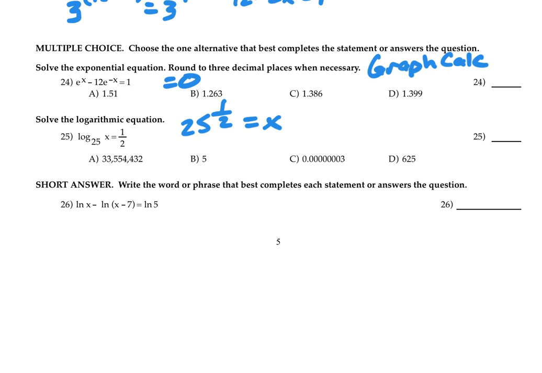Okay, 26. Here's another one where you're using your log rules. There's quite a few of them where you're using those log rules, so you really got to know those. We got a minus sign in between, so that tells me this is the quotient rule. Set up your equation, and then you're going to have to solve for x.